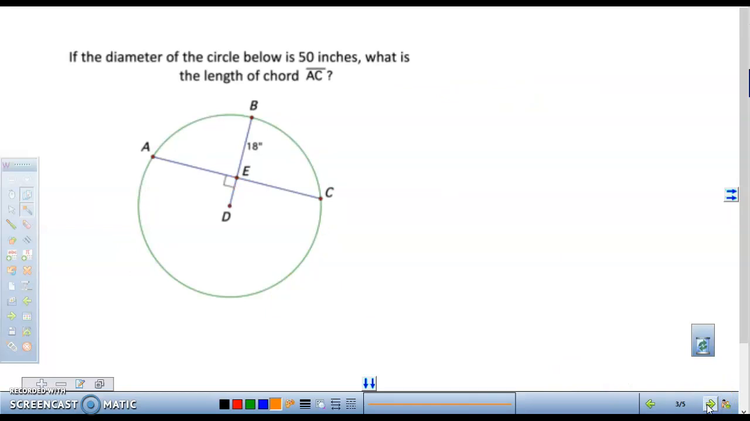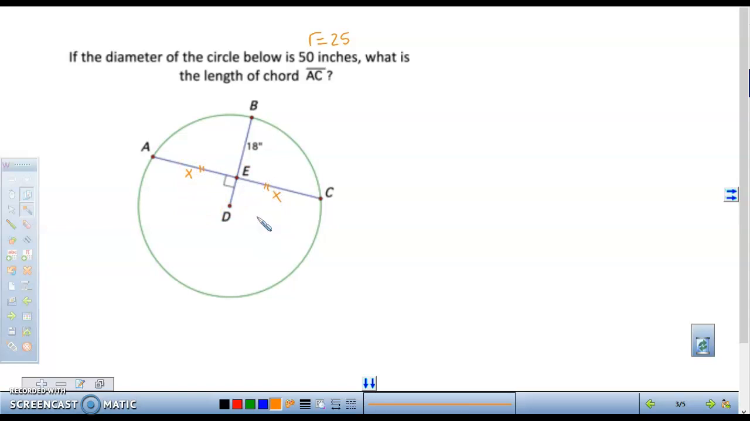All right, in this case, the diameter of the circle is 50. Well, if the diameter is 50, that means the radius is 25. What is the length of chord AC? So what I'm going to do in this case is call each one of these little parts X. If I can find AE or EC, I'll simply double that, and I'll get the length of chord AC. And again, what I'm using to know that those parts are congruent to one another is the fact that if a radius and a chord are perpendicular, they bisect one another.